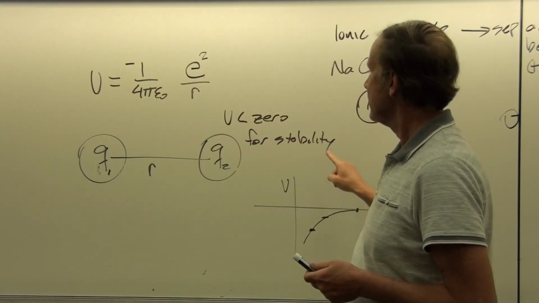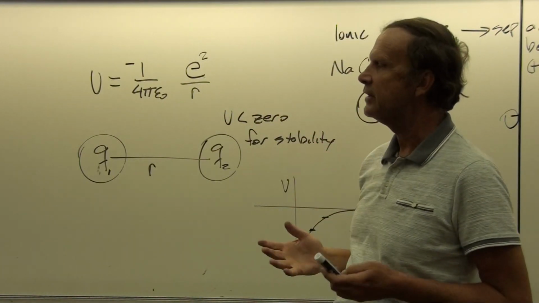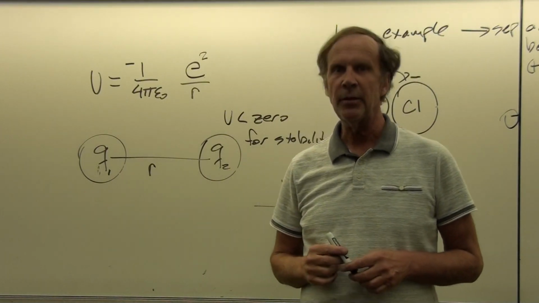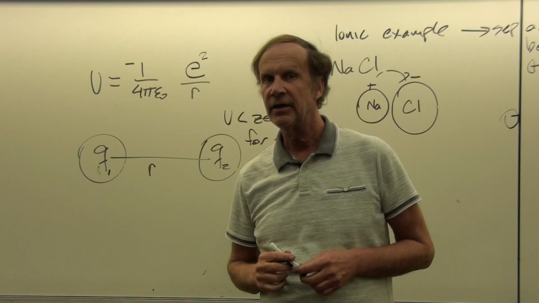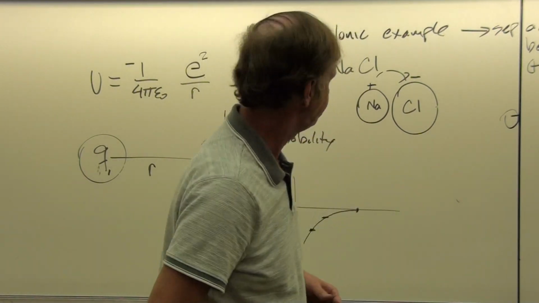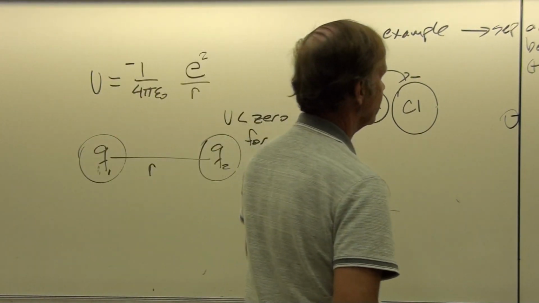Okay, so our check then to see whether our ionic crystal is stable or not is whether it's negative. If we can show that it's negative, then we can show that it'll be stable. So let's see how that would work.